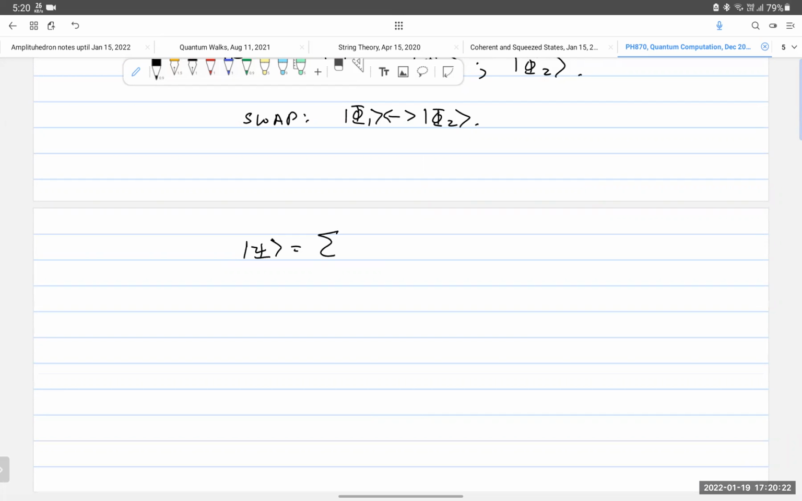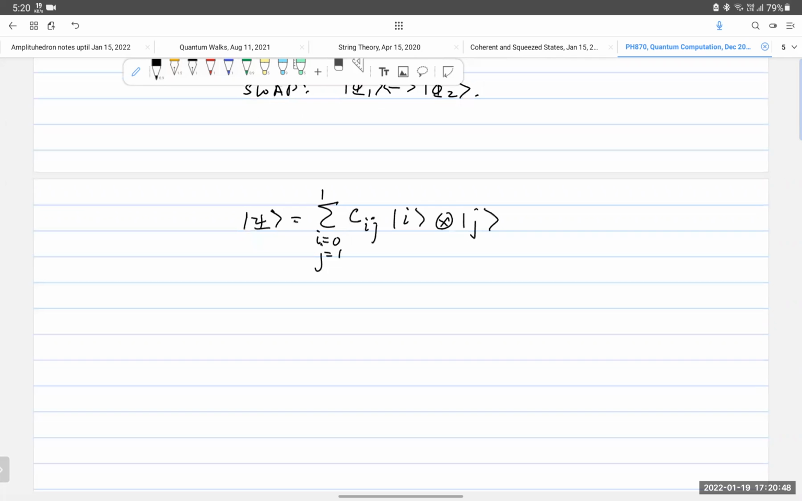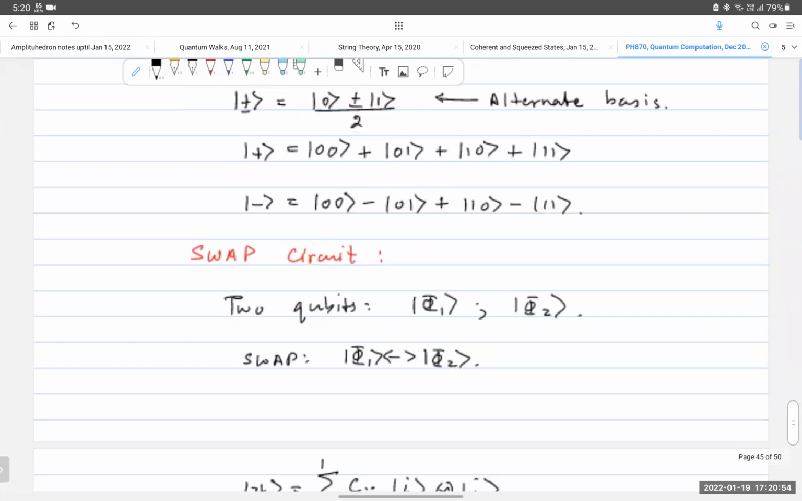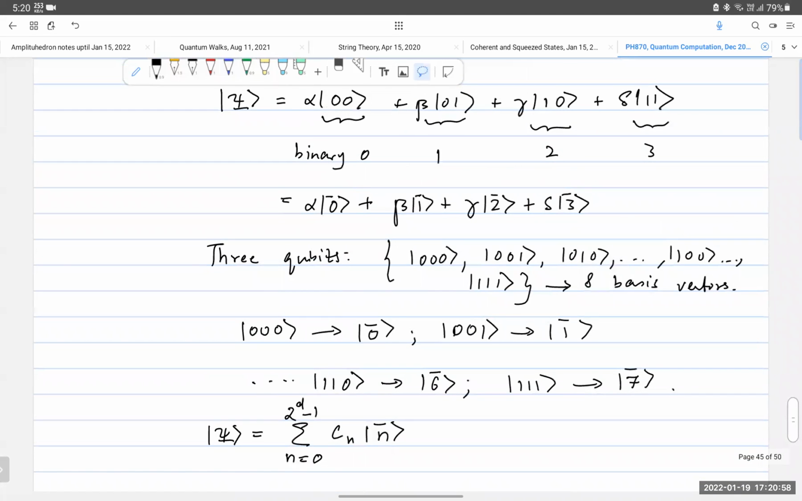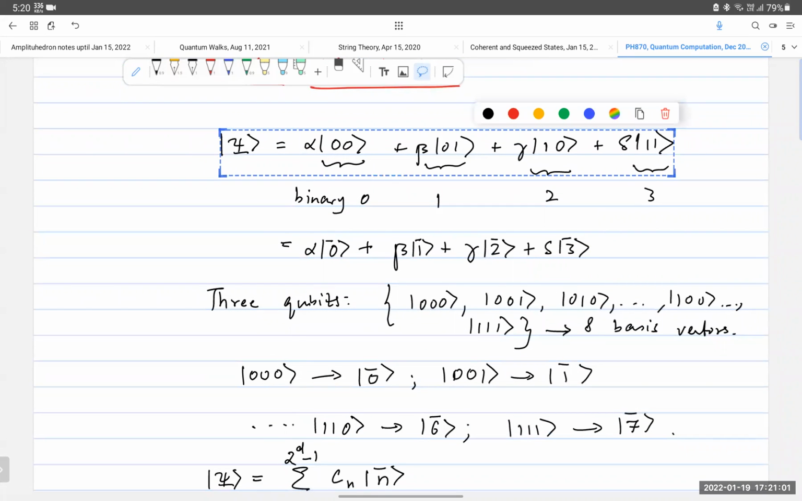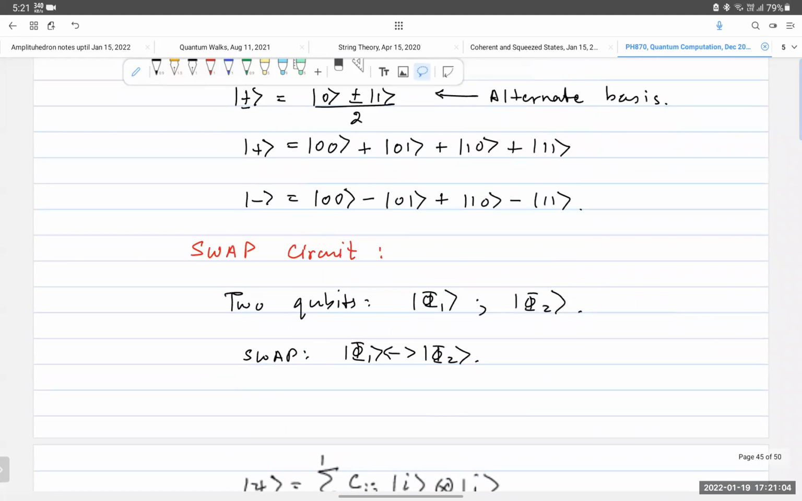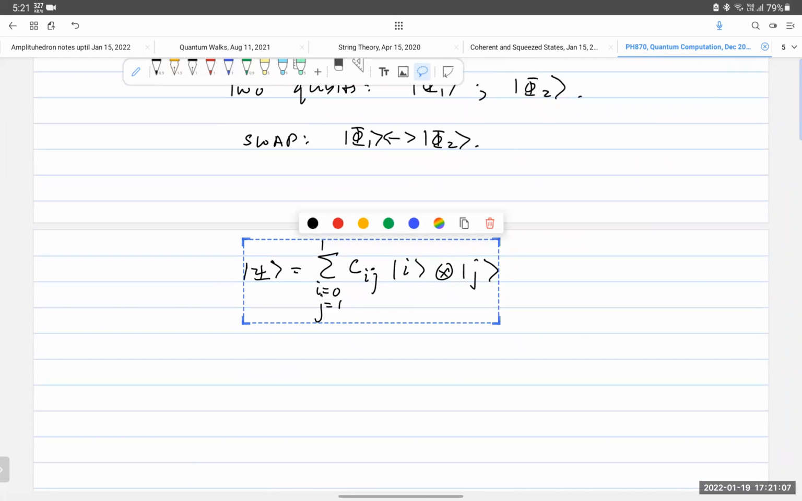an arbitrary state of this 2 qubit Hilbert space can be written as C_ij |i> tensor |j>, where i is equal to 0 and 1 and j is equal to 0 and 1. So please convince yourself that this is exactly the same as this earlier expression. Those two expressions are both one and the same.